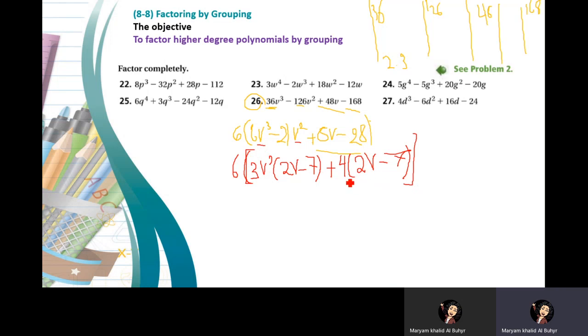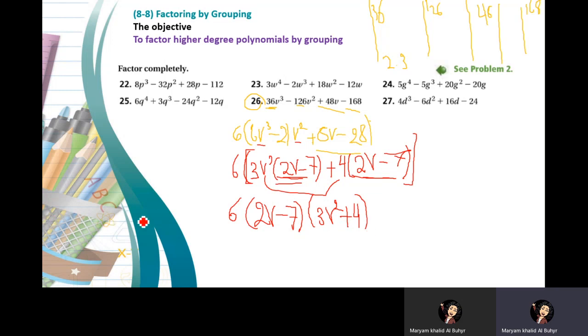So just pull out the one that is exactly the same. So 6 times 2v minus 7. What is the remaining from this one and this one? Just write them here. 3v to the power 2 plus 4. That's the answer.